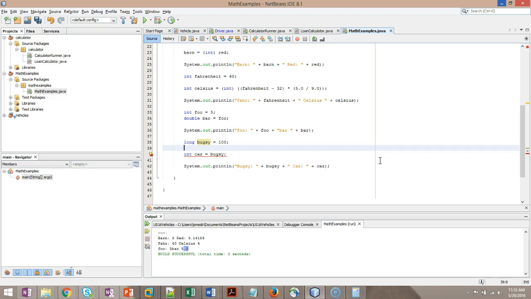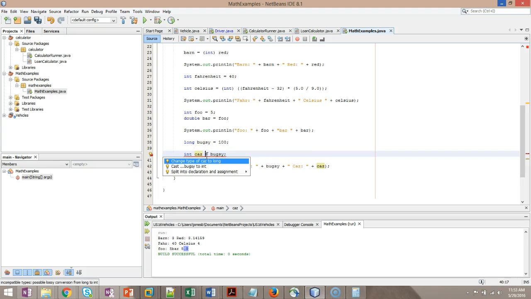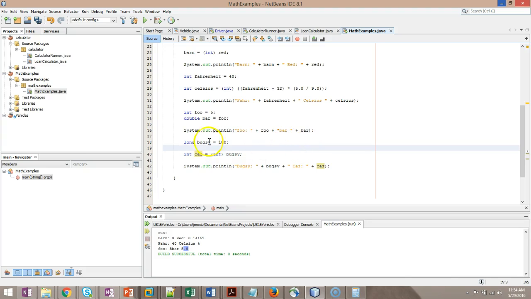Okay, notice there's a red line. Even though an int would be very happy to store the value 100, the mere fact that we are taking a number that is stored in a high capacity variable and putting it into a lower capacity variable means that we have to cast. Let's do a cast. And you see with the cast we acknowledge that we might be losing data because we're going from an 8-byte data type to a 4-byte data type.